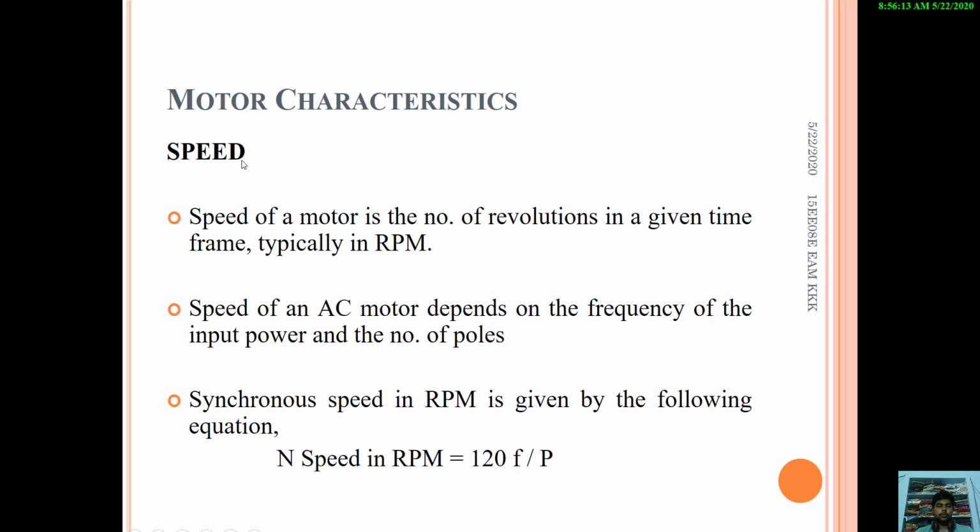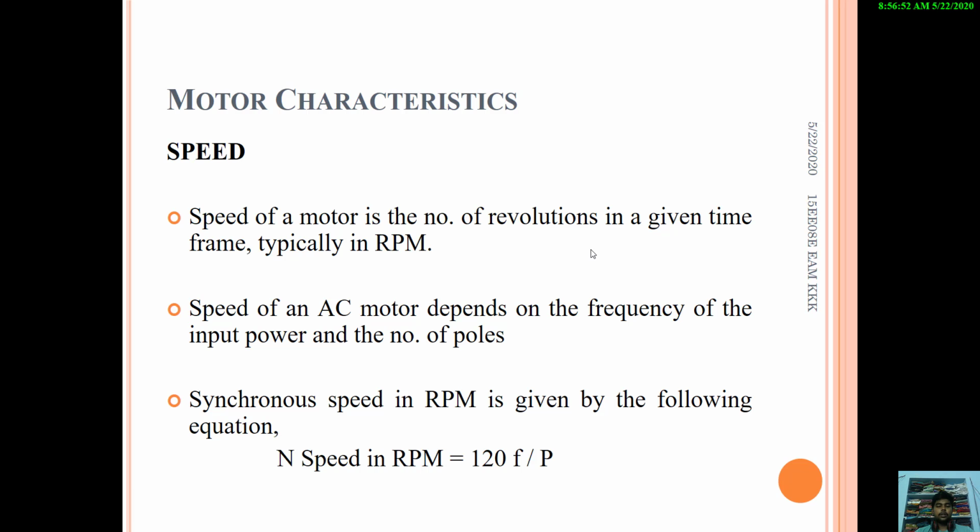Here it is mentioned that the speed of the motor is the number of revolutions in a given time frame, which is typically represented in RPM or RPS. The speed of an AC motor depends on the frequency of the input power, that is 50 Hz, and the number of poles of the motor.